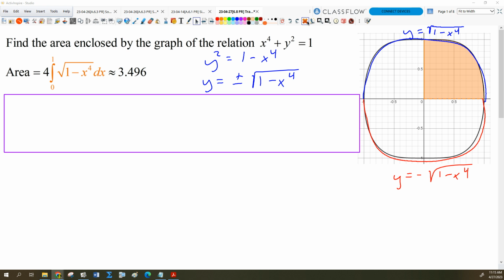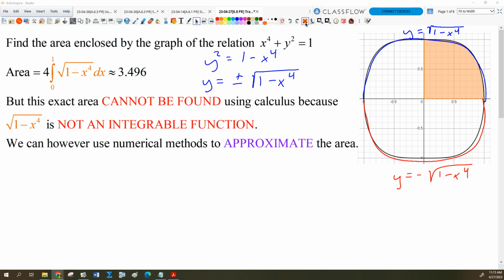Okay, but what if we don't have access to Desmos? What if we want to find this analytically? Could we find a way to do this integral with some tricky technique? And the answer is no, you can't do it. That's an impossible integral to do. The exact area cannot be found at all. You can't find it anyway, but calculus would be the way that we could, but we can't.